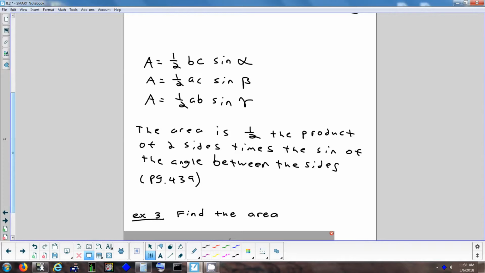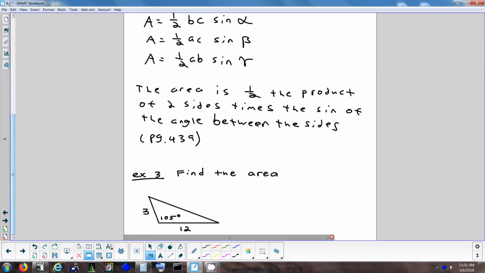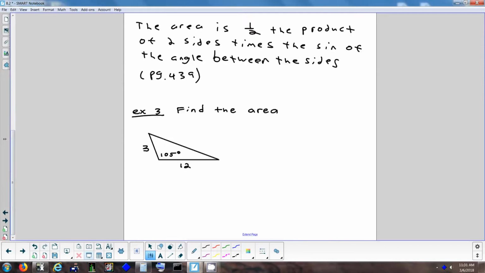Any questions on how we came up with that formula or why that is the formula? Okay, now that we have the formula, we just use it. So the sides here aren't labeled, and they don't have to be. As long as you know two sides and the angle between, you're good to go. Can anyone tell me what the calculation would be to find the area of that triangle?